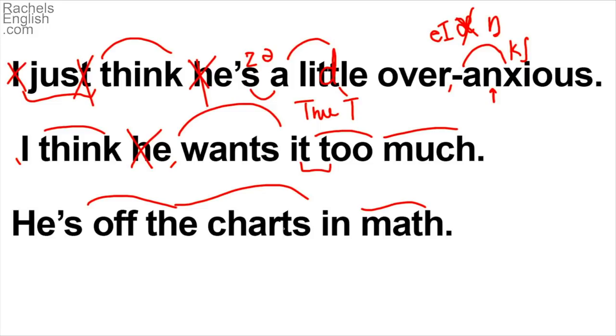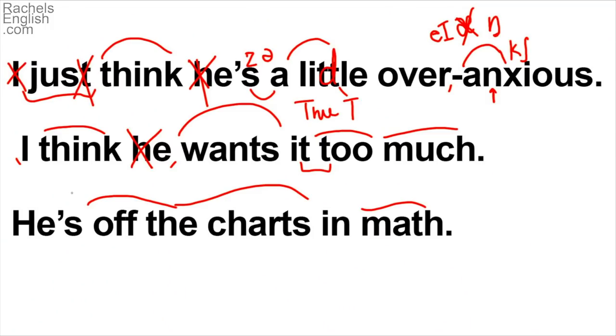If you're off the charts in something, it means you are extremely good at it. He's off the charts in math. He is very, very good and successful in math. The apostrophe S here, again, it's a Z sound.